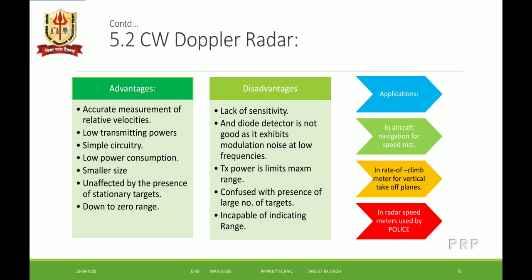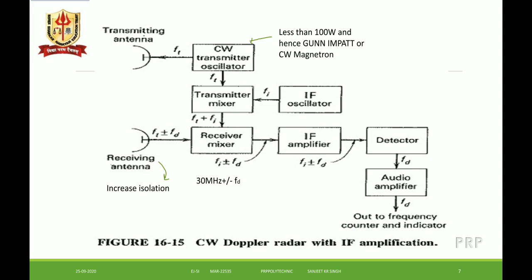What are the applications? Some of the applications: it is used in aircraft navigation for speed measurement, in rate of climb meters for vertical takeoff planes, and in radar speed meters used by police. So these are the major application areas of continuous wave Doppler radar.